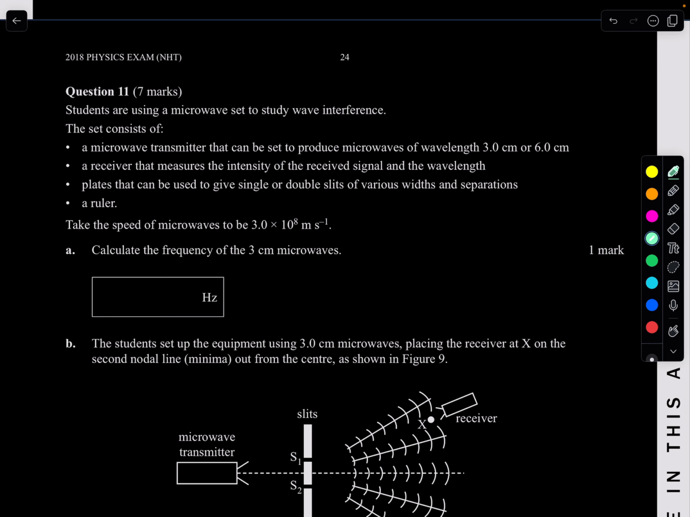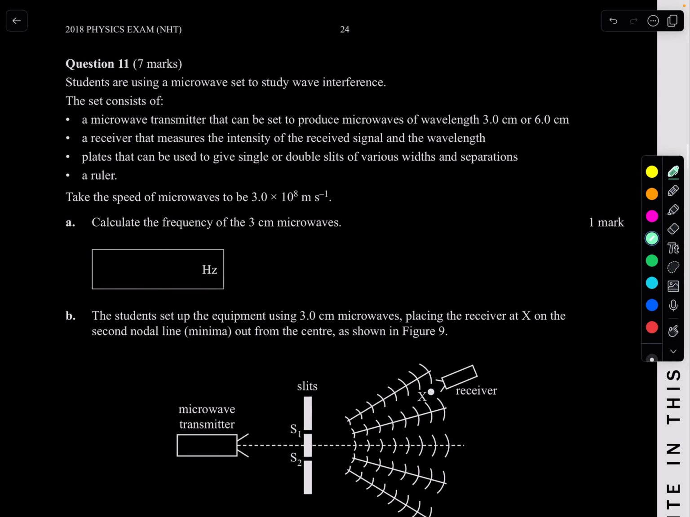Take the speed of the microwave to be this. Calculate the frequency of the 3 centimeter microwave. It's easy. If you want to calculate the frequency, we know that velocity is equal to frequency times wavelength. So frequency is velocity over wavelength. Our velocity is 3.0 times 10 to the power of 8, divided by our wavelength, which in this case is the 3 centimeter one, so 3 times 10 to the negative 2.